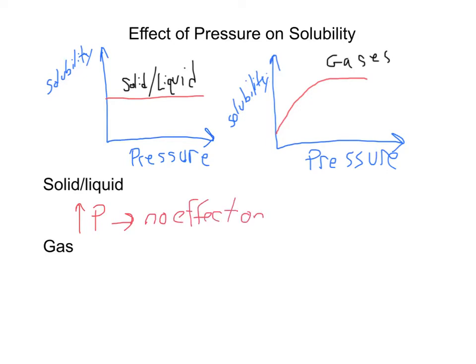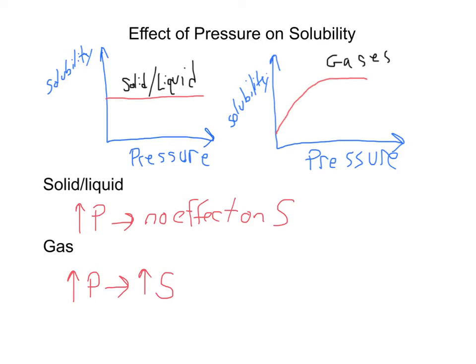Whereas for gases, if you increase the pressure above a solution, we're increasing the number of collisions on the surface of the liquid. So as we increase pressure, we also increase the solubility of the gas. They are directly proportional to each other, but to an extent. We can see that it does start to flatten out after a while, but initially as you increase pressure, solubility goes up dramatically.